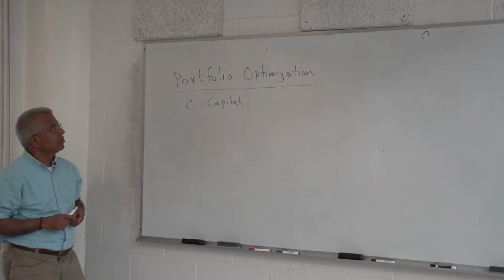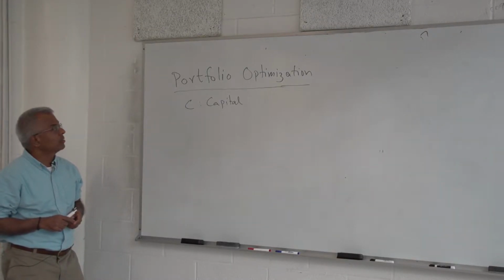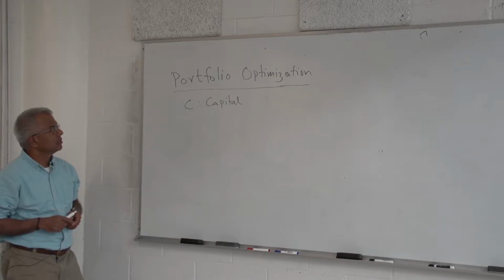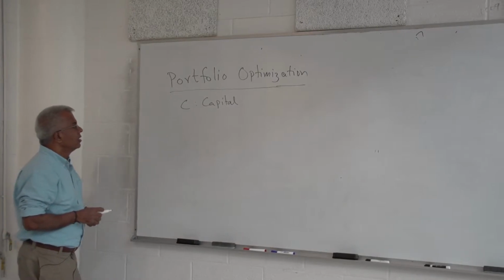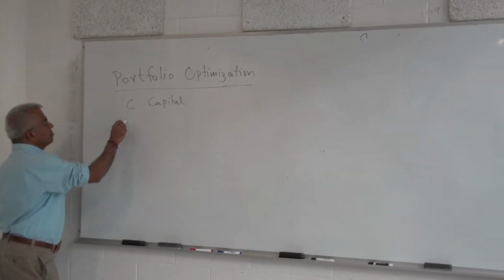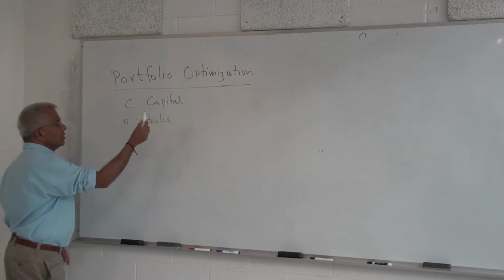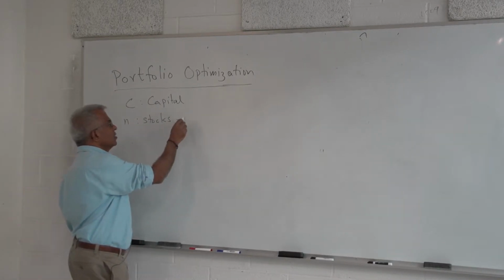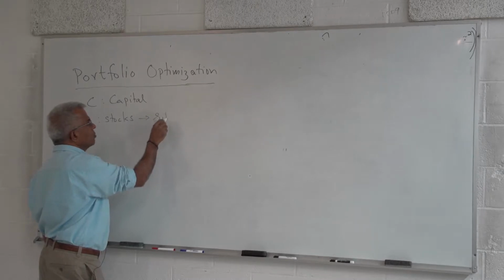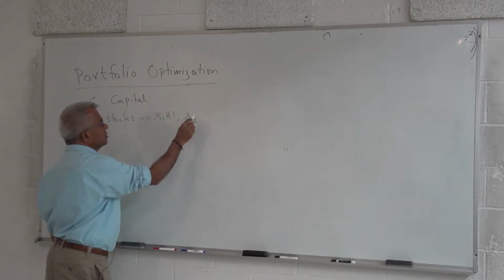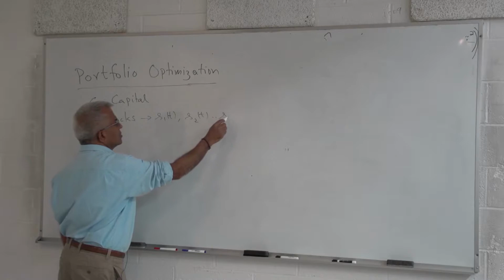So we will look at portfolio optimization. You have capital C, and we need to invest it into N stocks. Let's say the current values are S1(t), S2(t), etc., Sn(t).